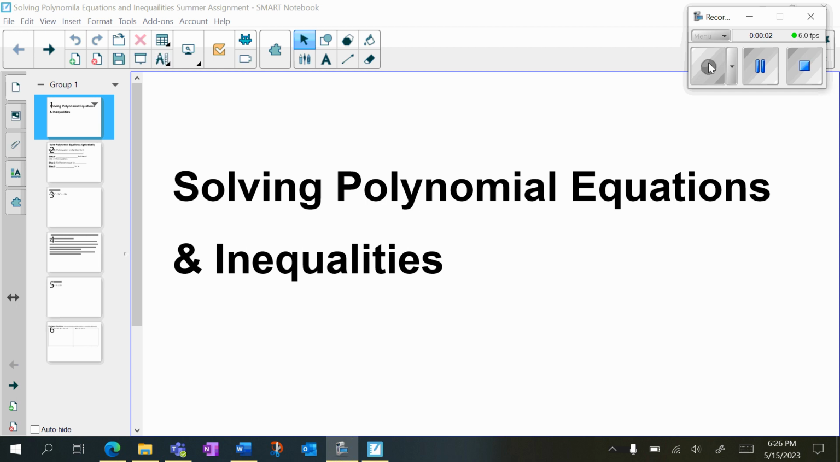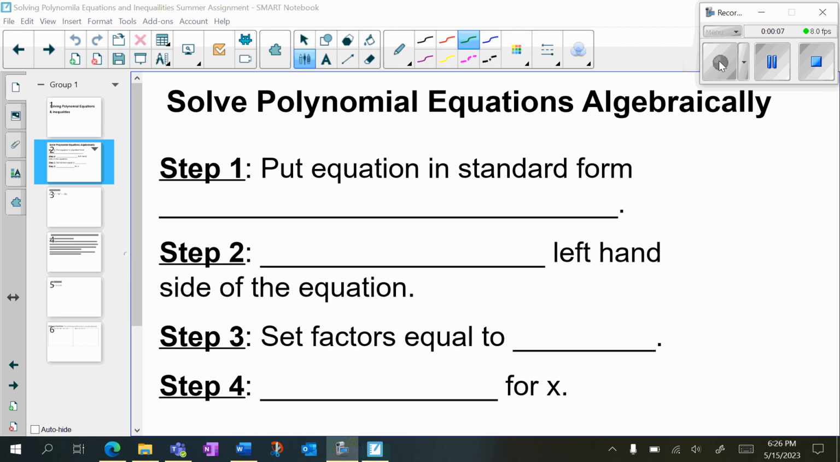Hi everyone, in this video we're going to be solving polynomial equations and inequalities. To solve polynomial equations algebraically, we need to follow the following steps. Step 1, put the equation in standard form: ax squared plus bx plus c is equal to 0.